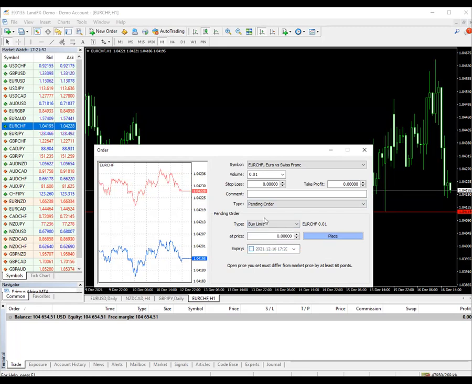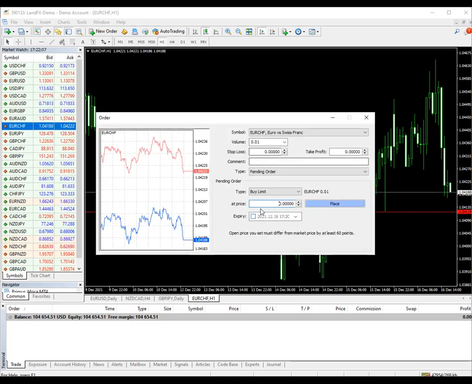Once you click on buy limit, they will ask you at what price you want to do this buy limit. So we input the price there. Do you remember the price? Yes, I remember the price. The price is 1.04119. So this is the price that we want to use for that buy limit order.